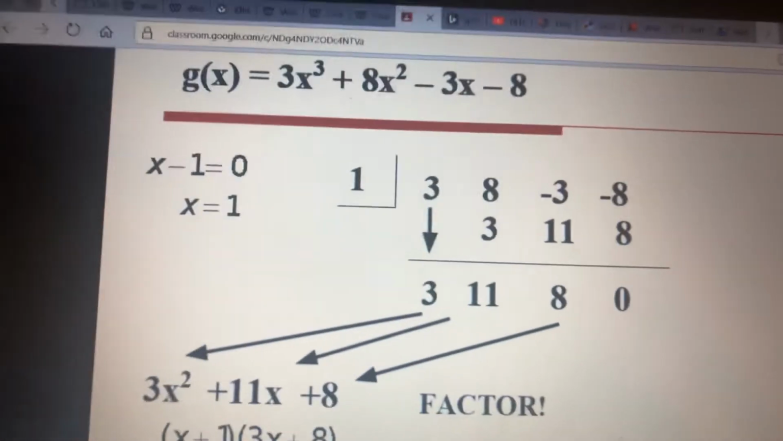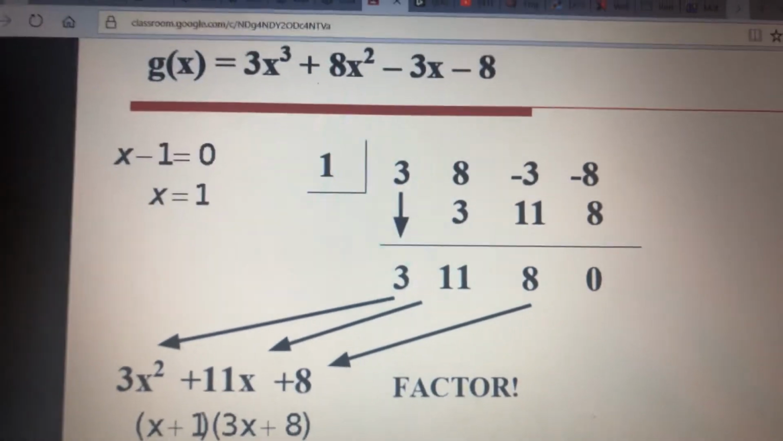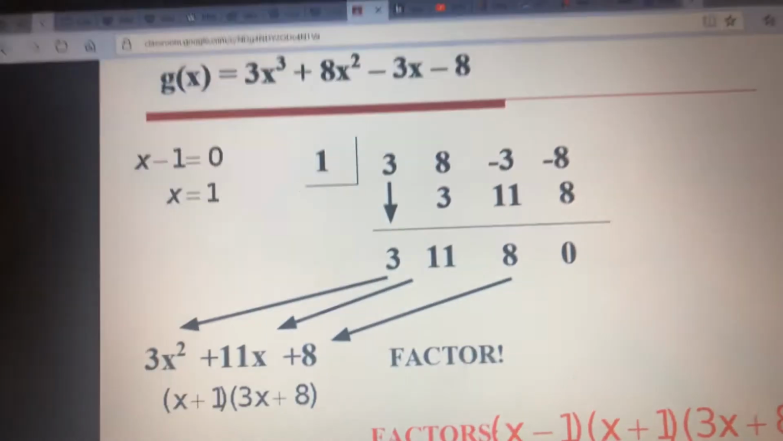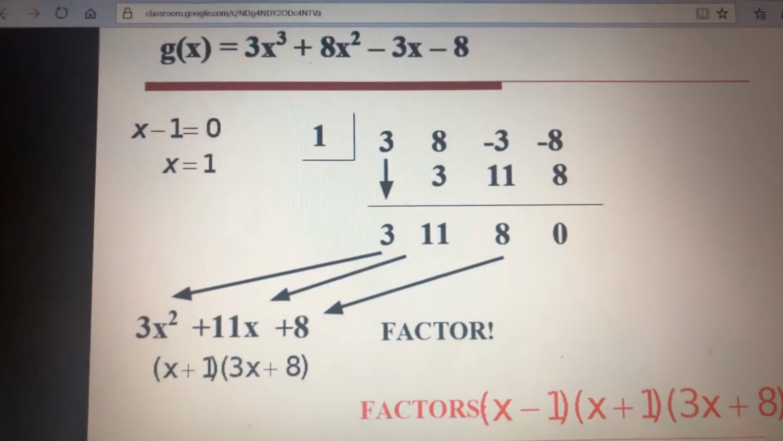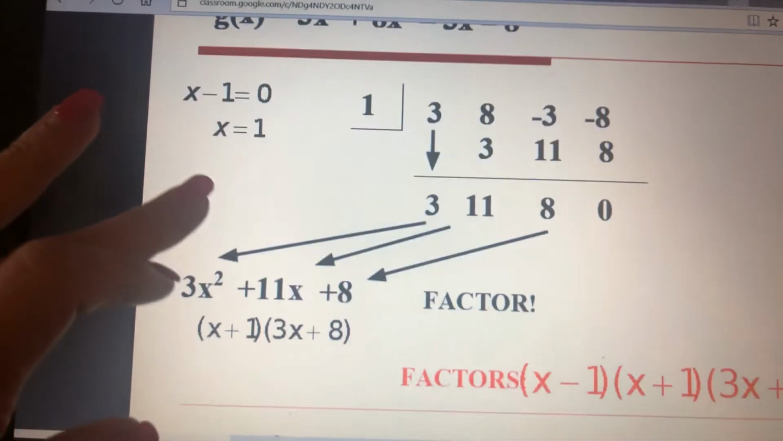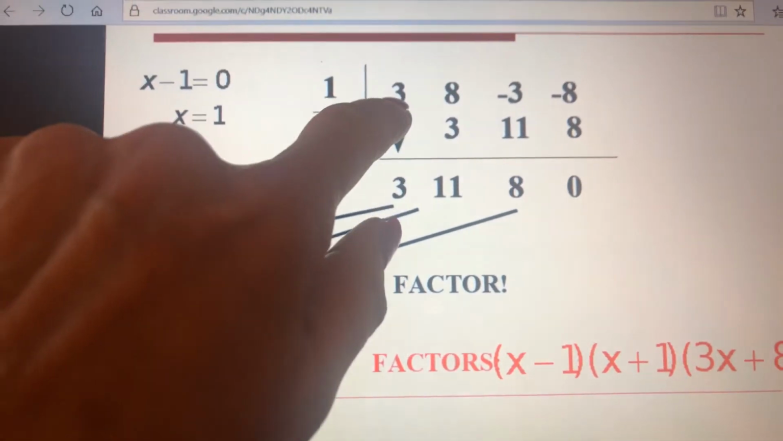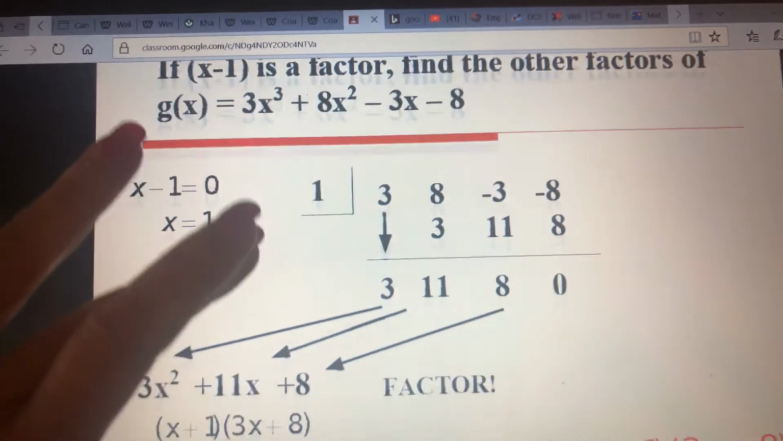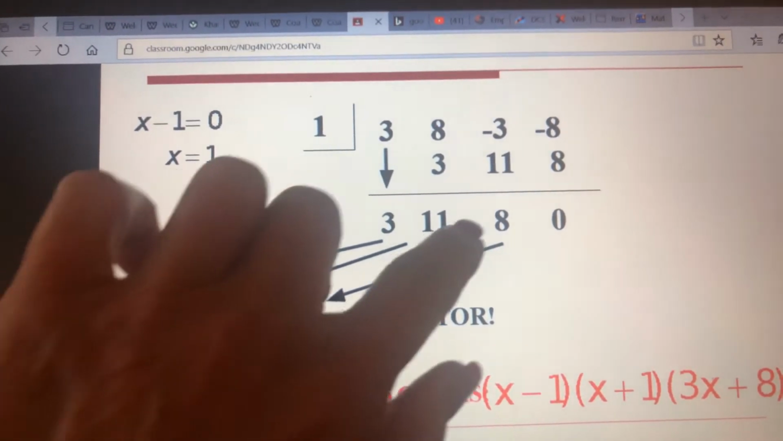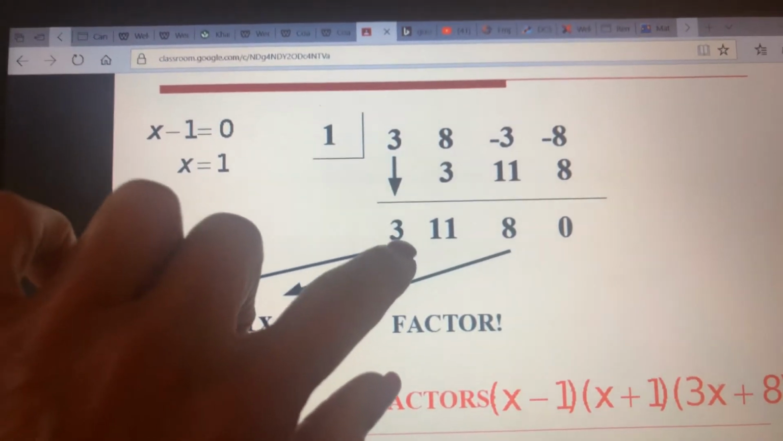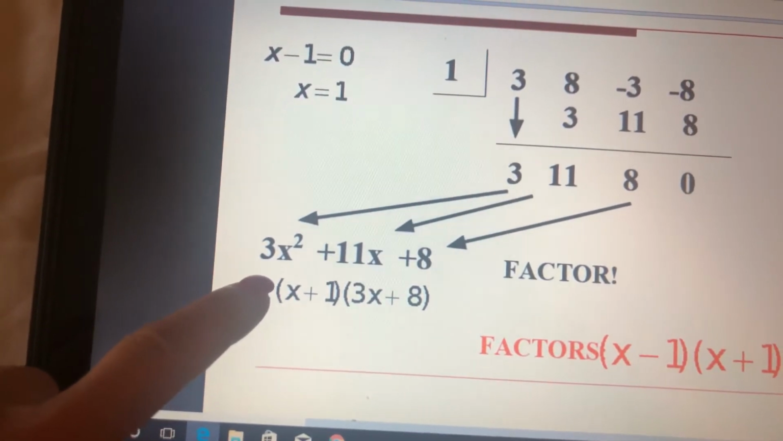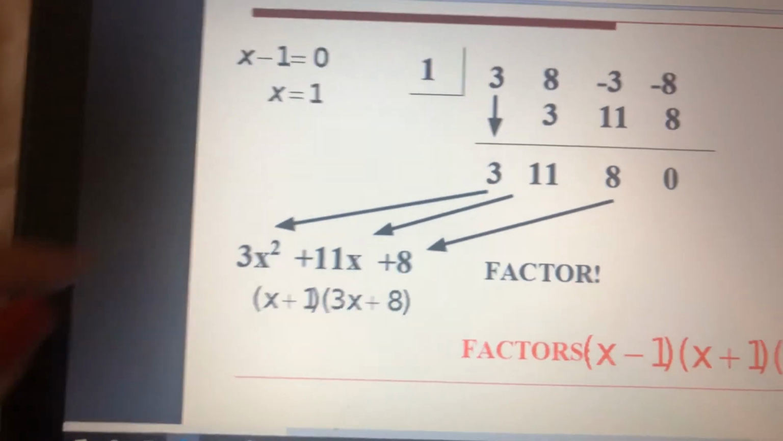Okay, Miss Jones, x minus 1 is a factor. It worked. My remainder is 0, therefore x minus 1 is a factor, so what now? Well, now what we're going to do is we're going to drop a power from that x cubed to x squared, and we're going to replace the x's. So that will become 3x squared plus 11x plus 8. There you go. Now we know how to factor that.